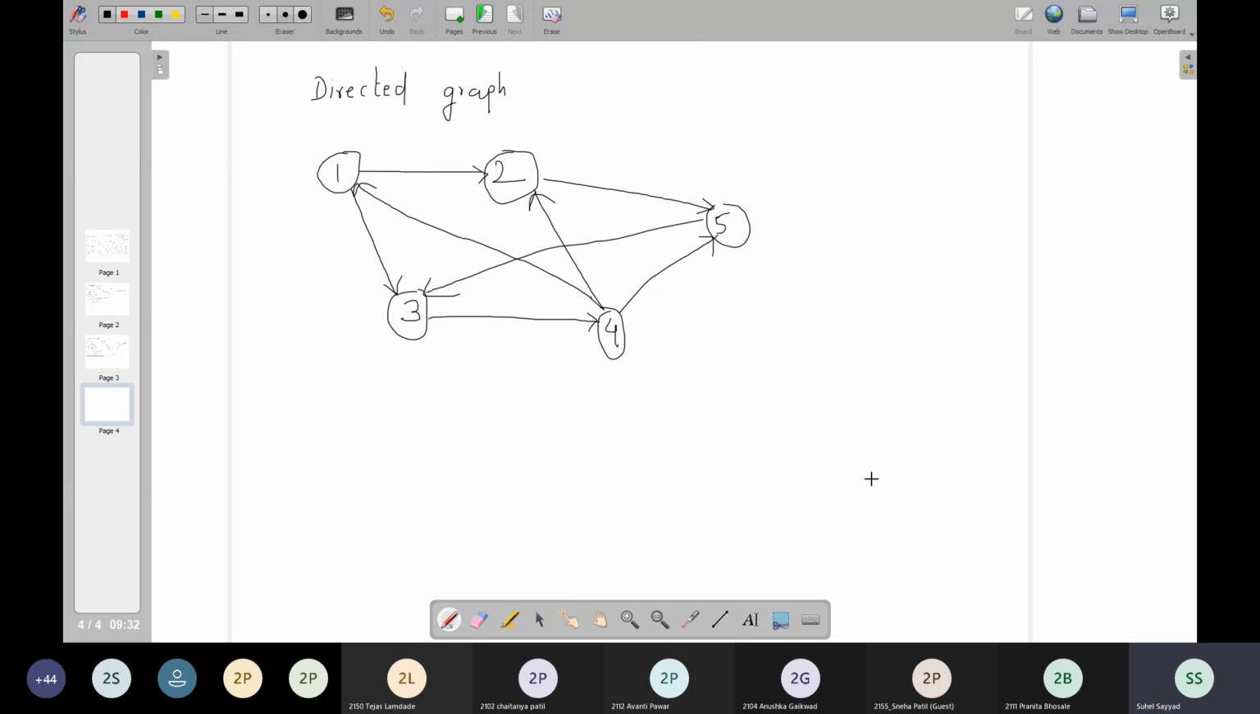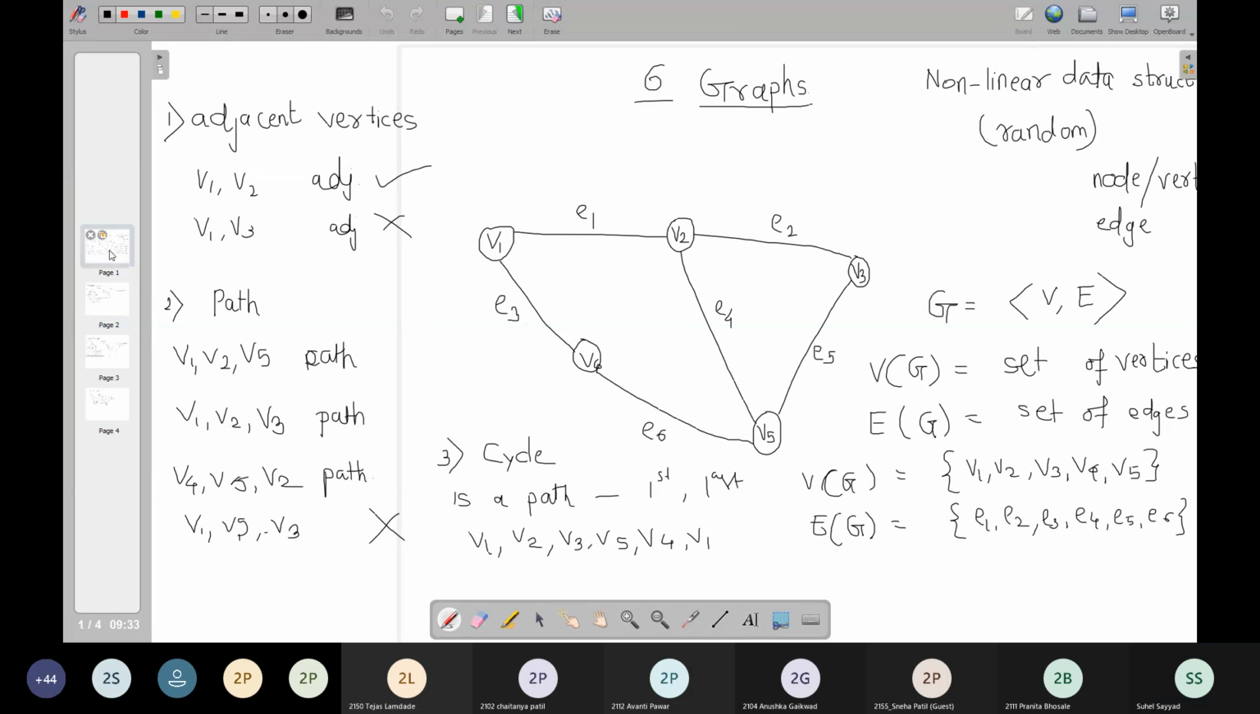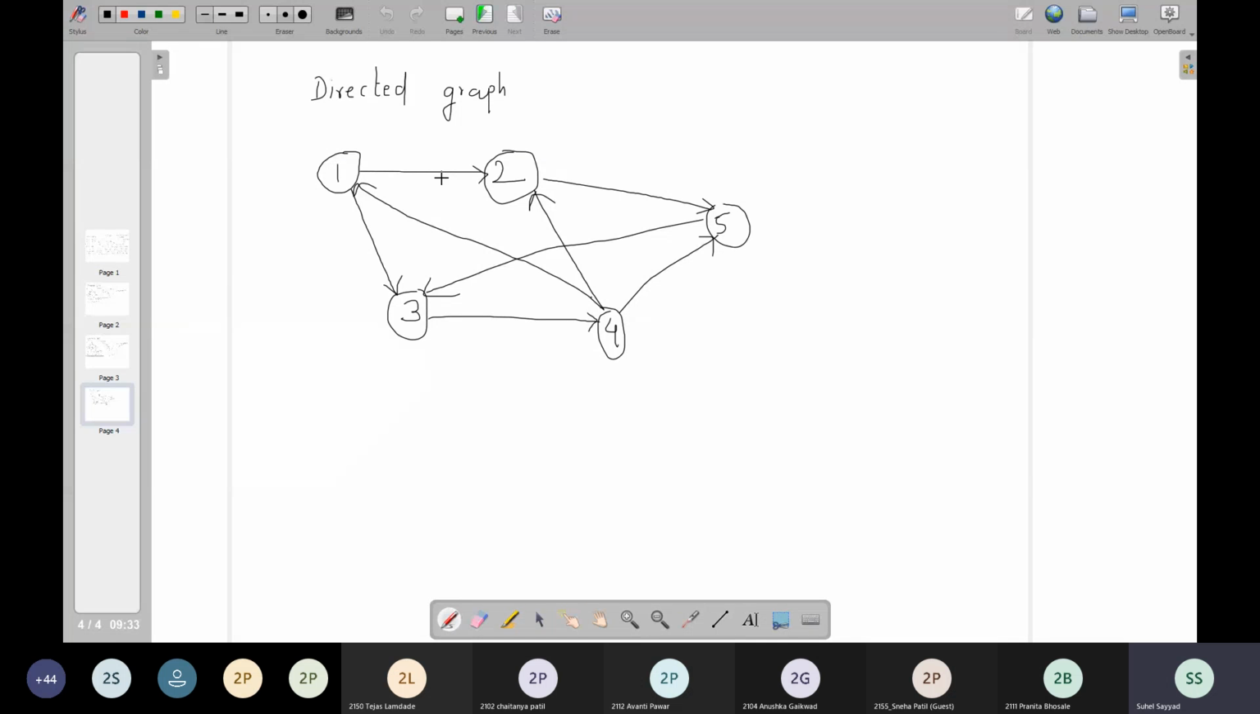In the earlier example which we had constructed, we didn't have any directions to our edges. So this type of graph is called an undirected graph. When the edges in our graph represent directions, then this graph is called a directed graph.